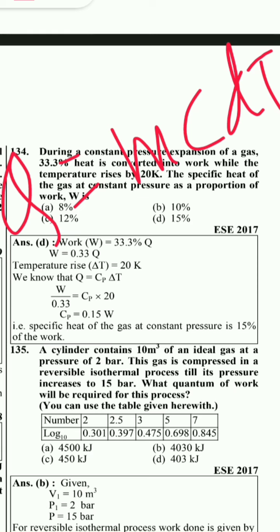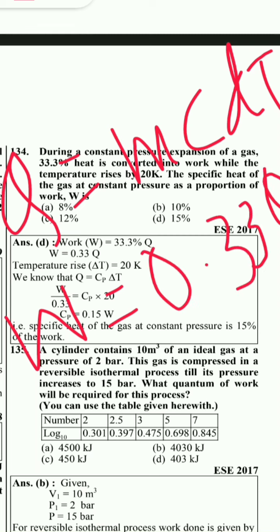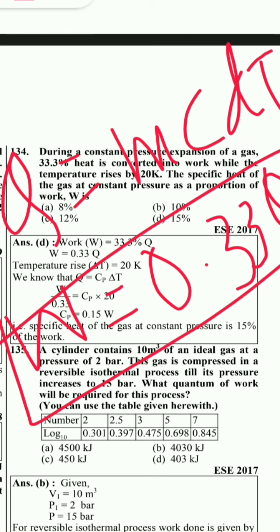Here the relation is given: out of the total, only 0.33, or 33.3%, of the heat is converted into work. So W will be equal to 0.33 Q. So Q can be written in terms of W. We have to find C, the specific heat, in terms of work.